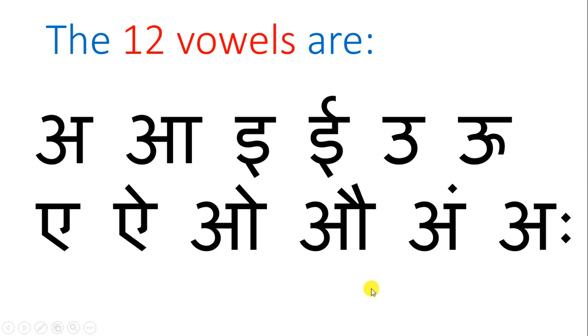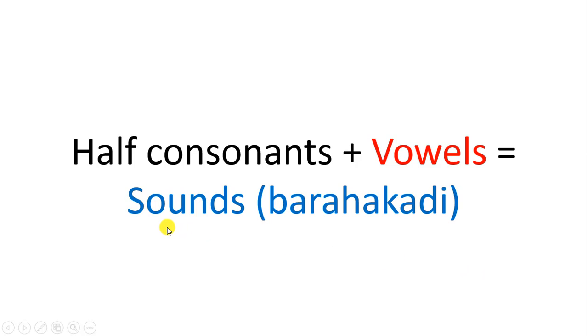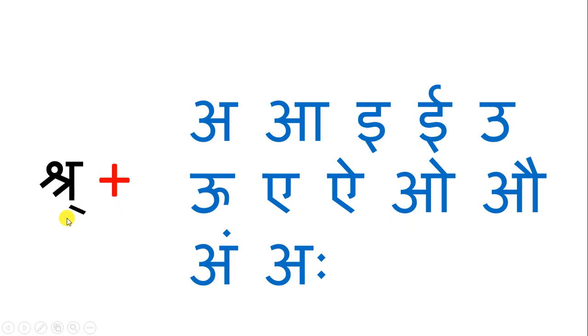Now we know about the 12 vowels of Hindi: A, Aa, I, Ee, U, Oo, E, Ai, O, Au, Am, and Aha. And we know about the consonants too, right? We know that we get different sounds of Hindi when we add half consonants to vowels, and that is what we've been doing till now. In this video, we will see what sounds we get when we add this half consonant to all these vowels.